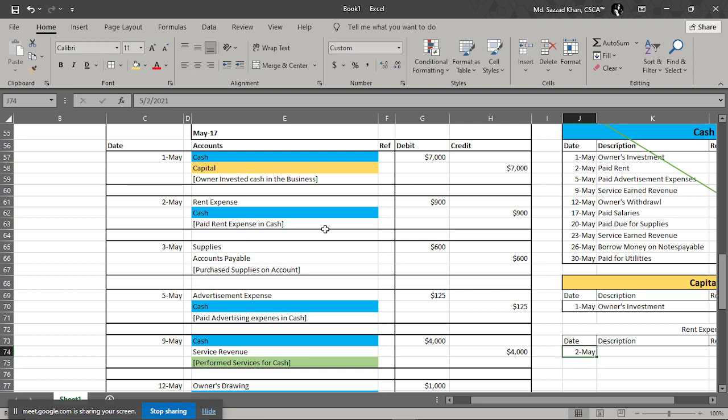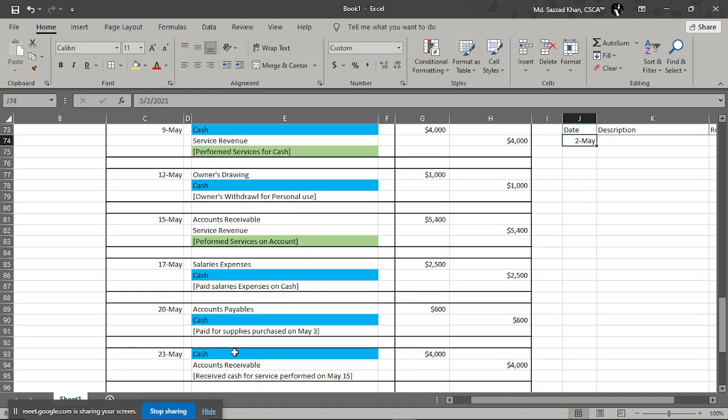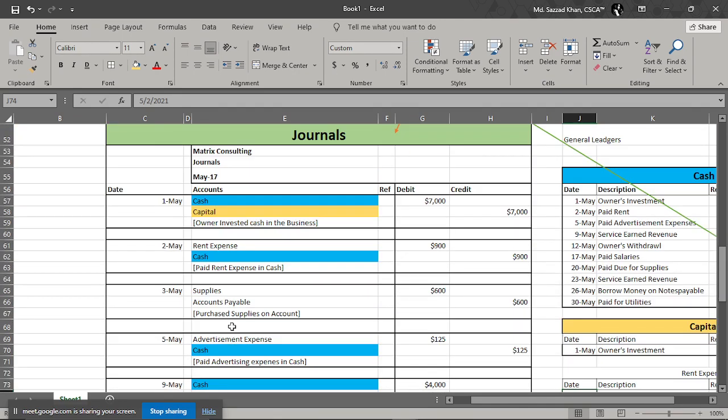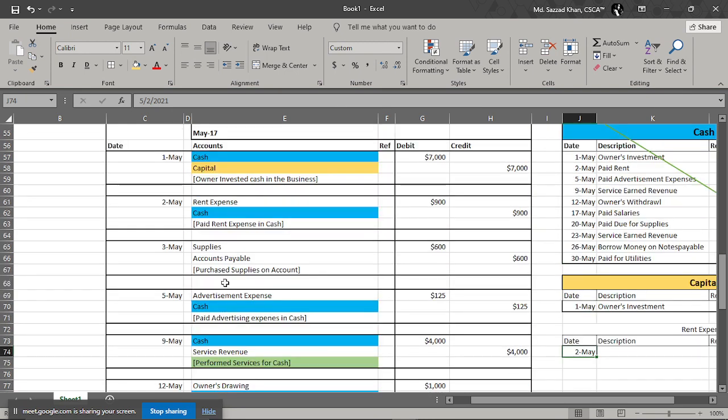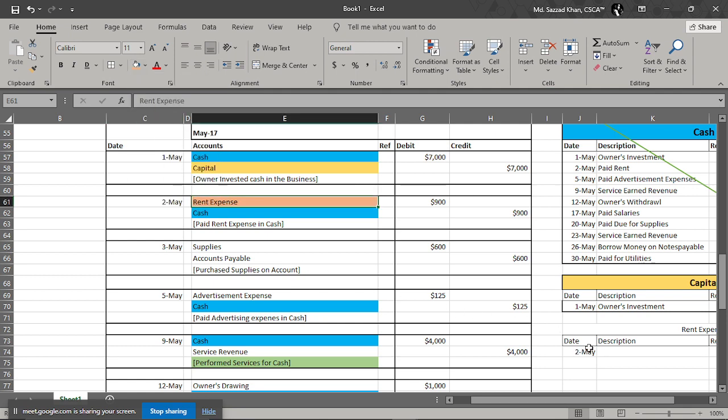Is there any other account named rent expense? No, right? Only one. We color May rent expense. Yeah, we color them. In the exam, we don't have to color. Just for the sake of understanding, I'm coloring this.